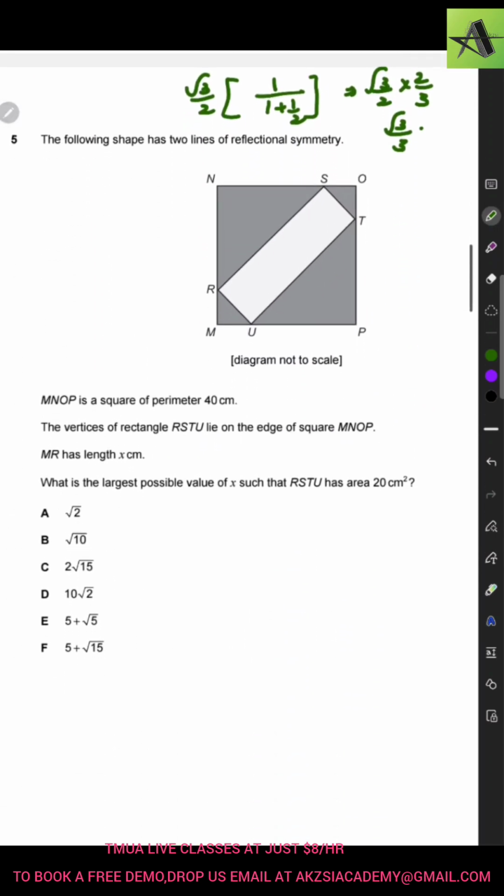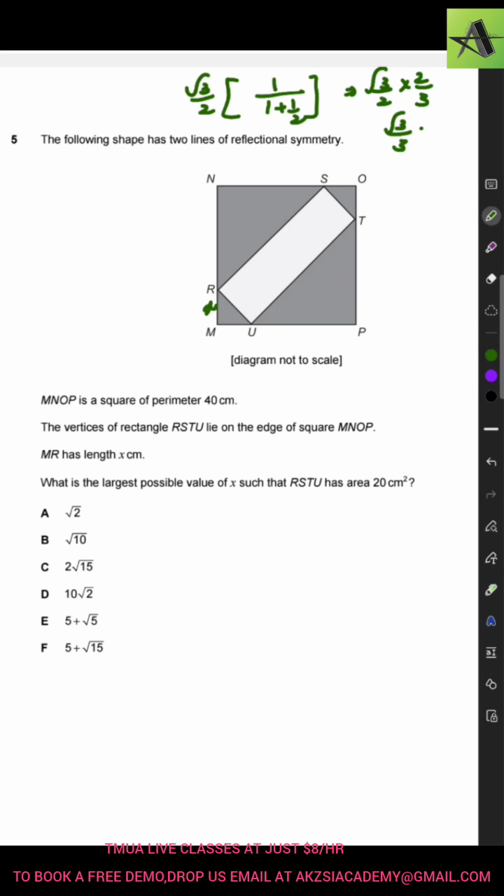Question number 5. The following shape has two lines of reflection symmetry. So it has a reflectional symmetry and there are two such lines. MNOP is a square of perimeter 40. So this one, MNOP, this bigger square, I mean the outer one, that's a square, inner one is a rectangle. The vertices of rectangle RSTU lie on the edge of the square MNOP. MR has length x. What is the largest possible value of x such that RSTU has area of 20 centimeters squared?